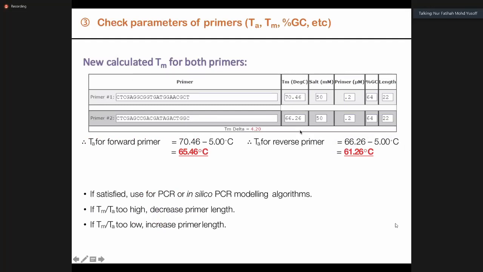Okay, check parameters. This is based on what I have explained before. If it is too high, then decrease the primer length. If it is too low, increase the primer length.